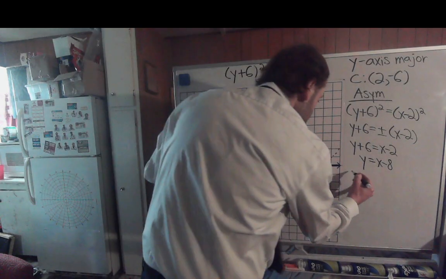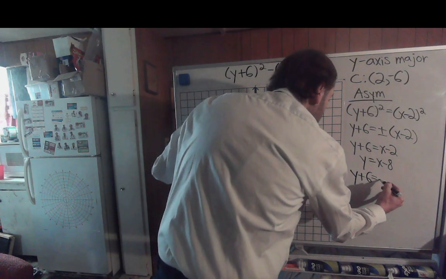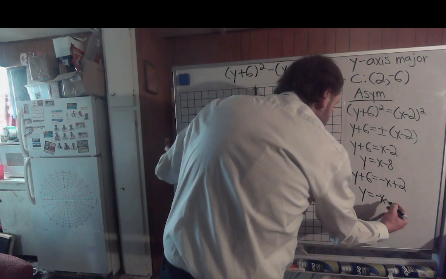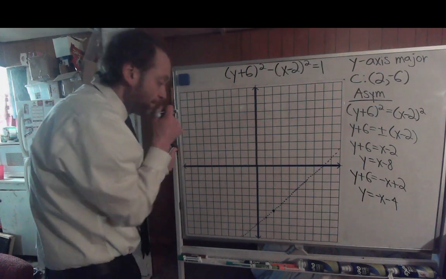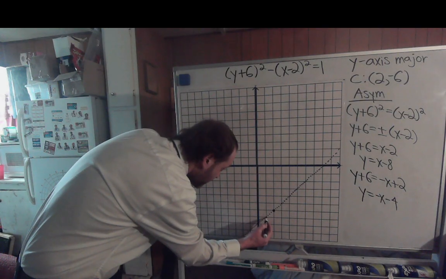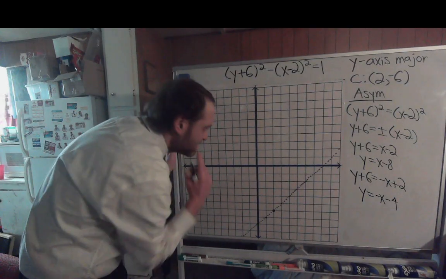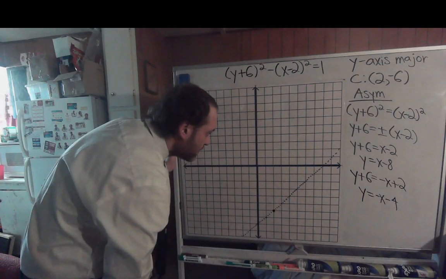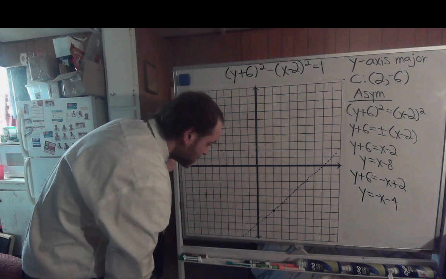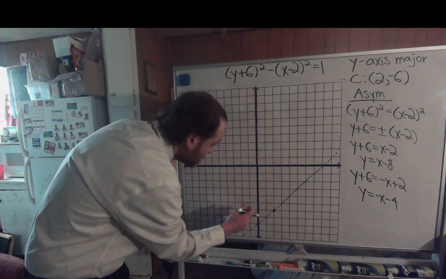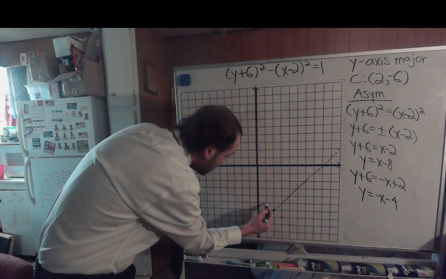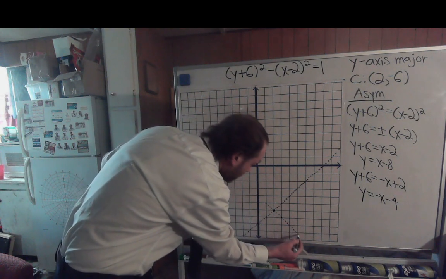Now, your other asymptote would be when y plus 6 equals negative x plus 2. So that would give you y equals negative x minus 4 for your second asymptote. So at 0 you would get negative 4. At 1 you would get negative 5. Let's see, that ain't right. 0, yeah, 1 you get negative 5. Let's see, 1, 2, 3, 4. So negative 4, negative 5, negative 6. There we go. Okay. I got it now. I was looking at it wrong.